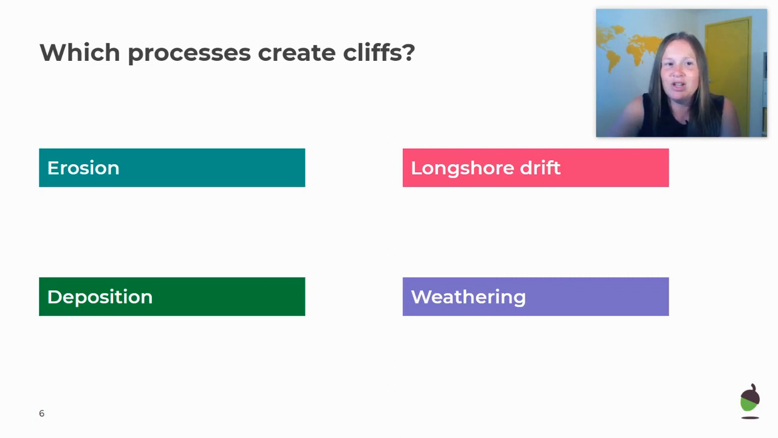Right, how did you get on? So the processes that create cliffs are erosion. Waves are going to erode the base of the cliff through hydraulic action and through abrasion. The other one is weathering. Weathering will occur on the tops of the cliff, and we would get mechanical weathering and chemical weathering.